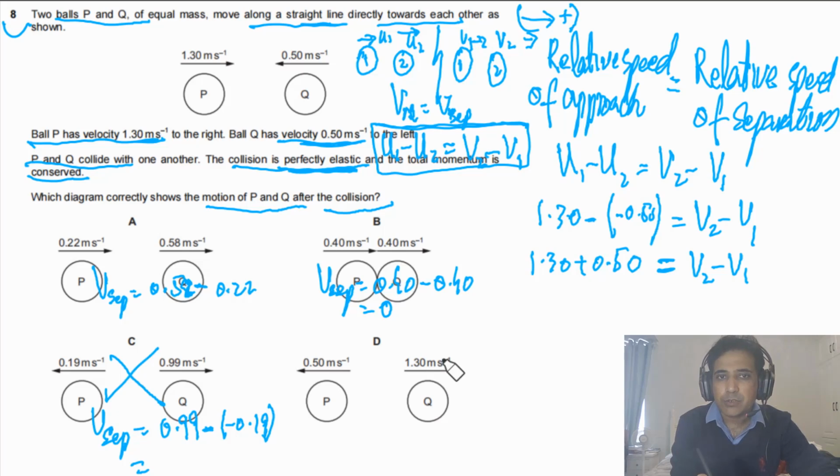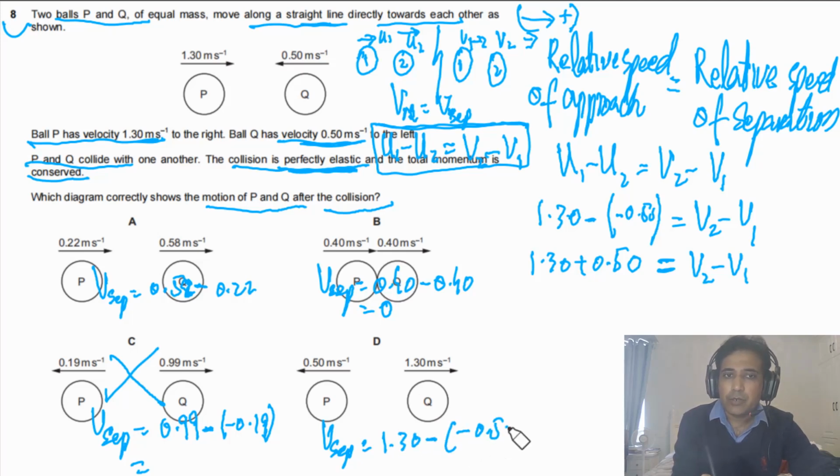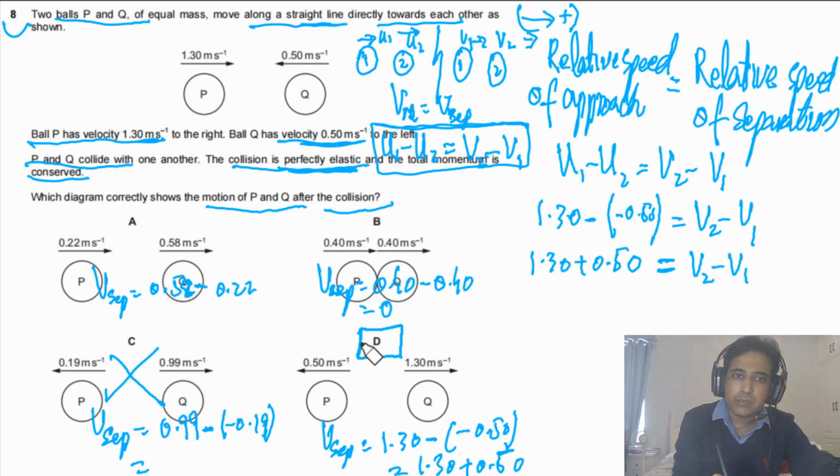Now if you look at this one, so relative speed of separation in this case, we will have v2 over, so this is 1.30 minus into we have minus 0.50. So in this case we will get 1.30 plus 0.50. So the answer for this question is this one.